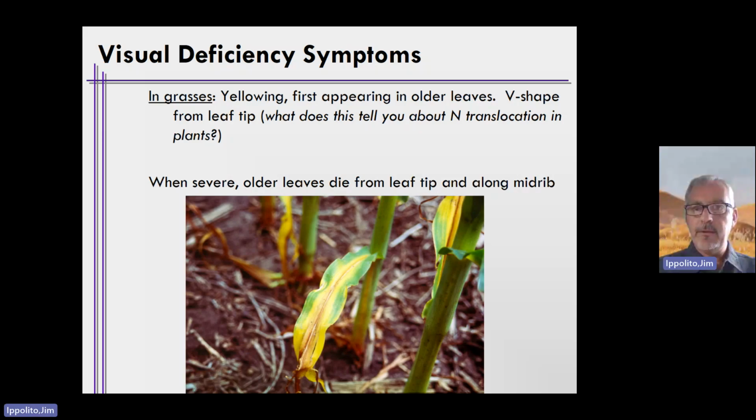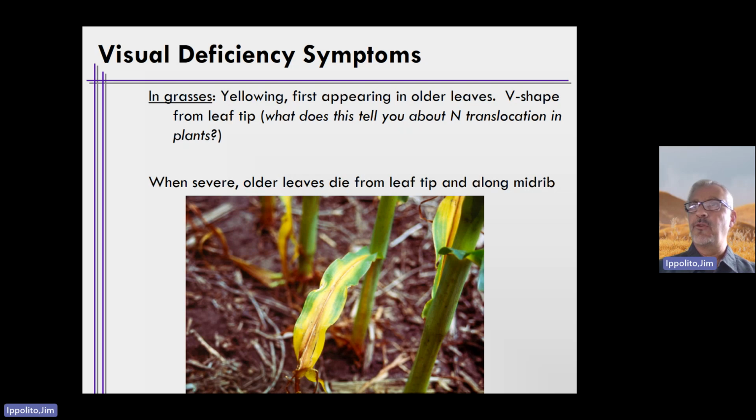How can you tell if a plant is suffering from a nitrogen deficiency? Sometimes you can see it, oftentimes you can see it. So let me show you some pictures. The visual deficiency symptoms in grasses is yellowing, first appearing in older leaves. Highly important to note this.